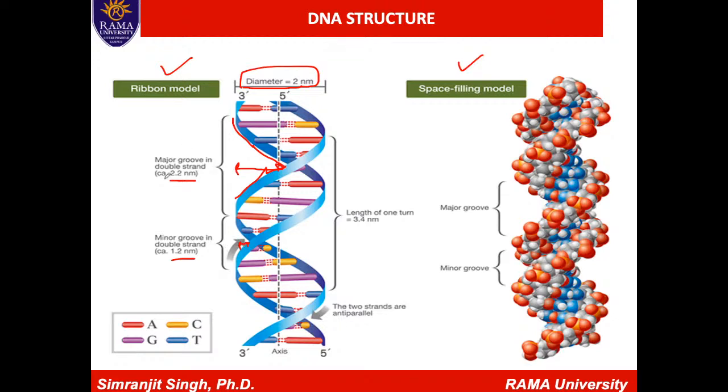Your major groove and minor groove together make one length, and this is around 3.4 nanometer. Remember these things about the major groove and minor groove, because they will help you differentiate between DNA A, DNA B, and DNA Z. That is the main difference between the three structures of DNA. We will do that in the next class, not today, because this will be too much for all of you.